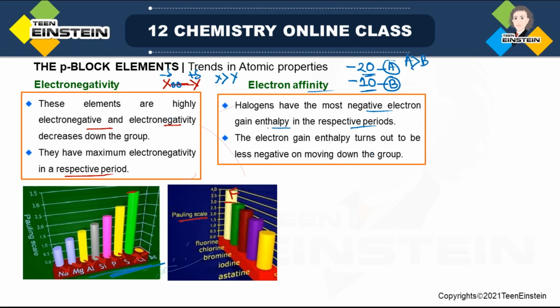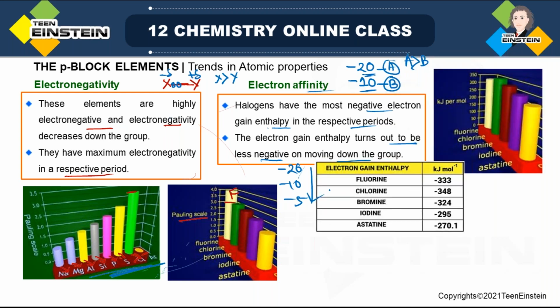Electron gain enthalpy turns out to be less negative on moving down the group. That means it is becoming less negative. Suppose moving down the group it is minus 20, then minus 10, then minus 5. That means gradually it is becoming less negative. So we will say that down the group, electron gain enthalpy is decreasing. Don't think that it is considering the negatives.